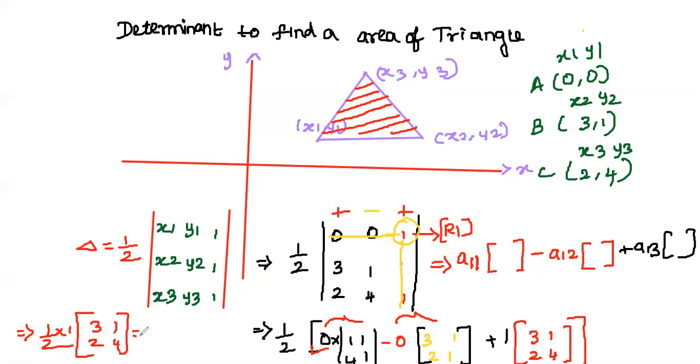So it will be 1 by 2, 3 into 4, so 12, and then you have to multiply this 2, 1. So when your arrow mark is toward this upward side, you have to put a minus sign before. So 2 into 1 gives you 2. So it's half into 12 minus 2, which is half into 10. If you simplify this, you'll be getting the result as 5. So 5 square units is the area of the triangle.